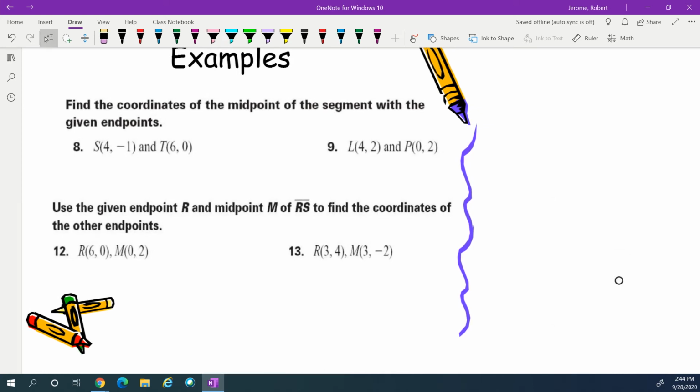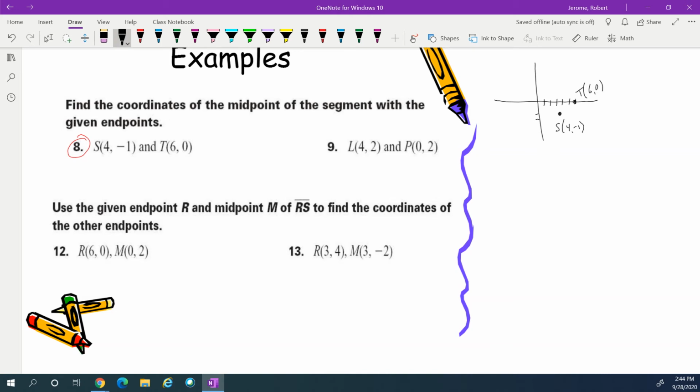So let's take a look at number 8. And again, I'm just going to bring it out to the right. I might graph it. If I graph it, it gives me a nice idea of what to expect. S is at 4, negative 1, and T is at 6, 0. So there's T at 6, 0.